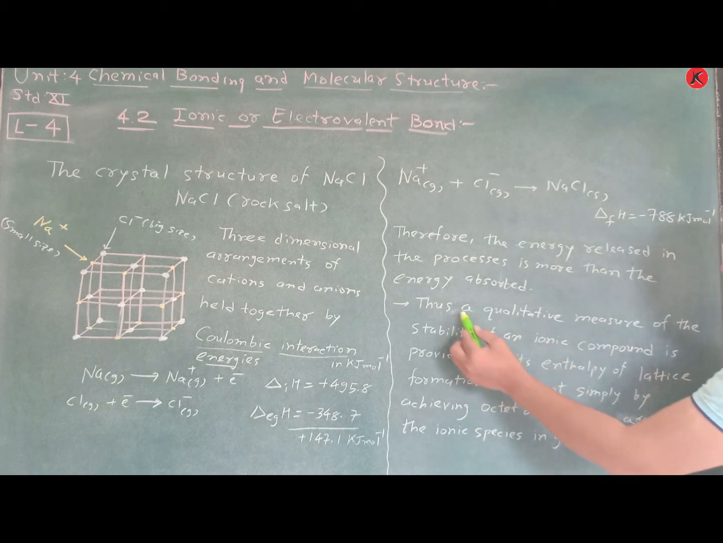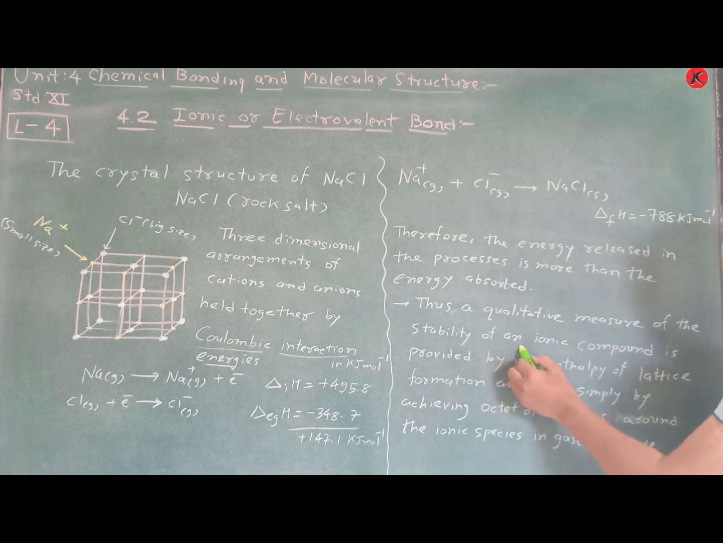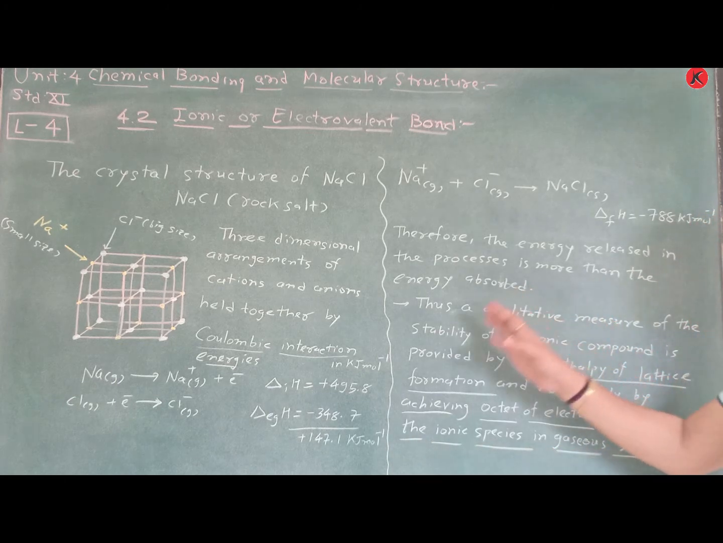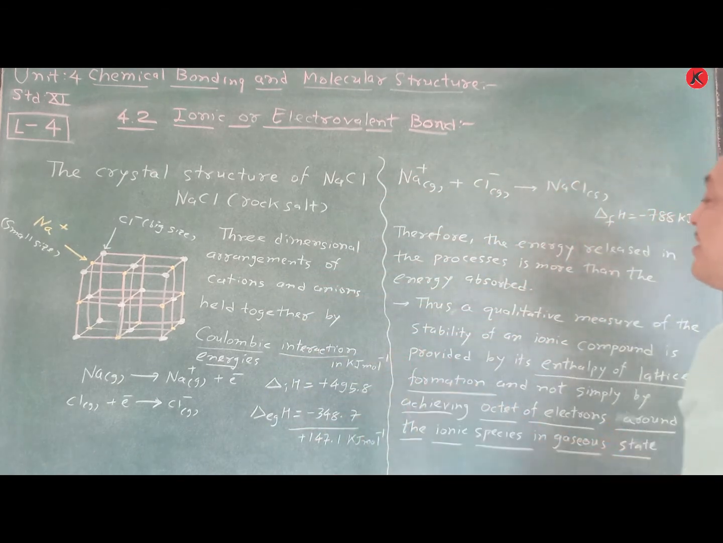Qualitative, and this is a question: the qualitative measure of the stability of an ionic compound is provided by its enthalpy of lattice formation and not simply by achieving an octet of electrons around the ionic species in the gaseous state. Explain. Then you have to explain this for 2 marks. It's a very easy question.